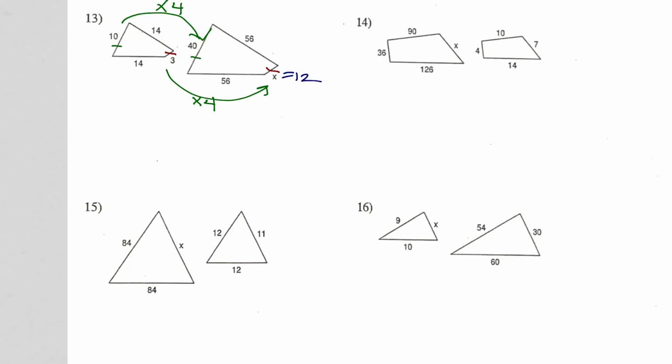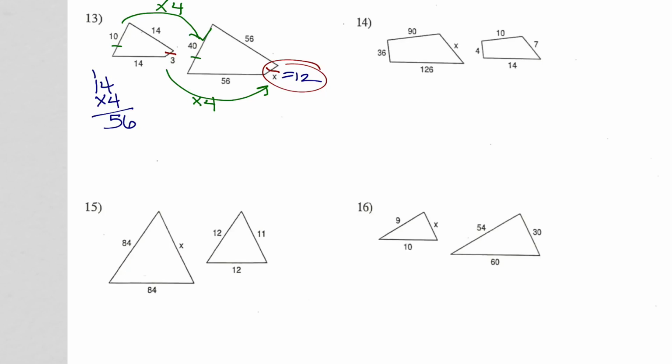Now let's just check all the sides before we circle our answer. 14 times 4, if it equals 56, I can feel pretty confident that we have the right answer. 14 times 4 is 16, carry your 1, 4, 56. So yes, all the sides have the same multiplier. So I feel confident the missing side is 12. Let's look at number 14.